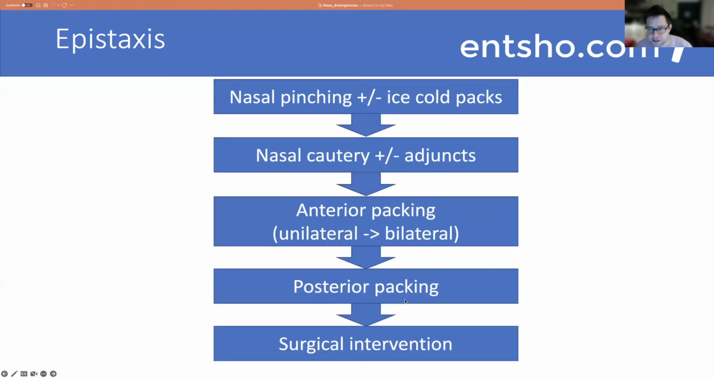Okay, so here's a suggested stepwise approach. Essentially starting with simple things first with first aid, pinching the anterior soft part of the nose, leaning forwards, and ice packs to try and get some vasoconstriction.